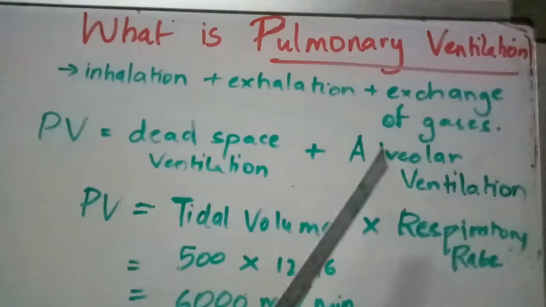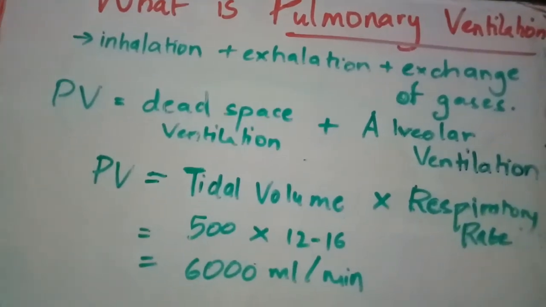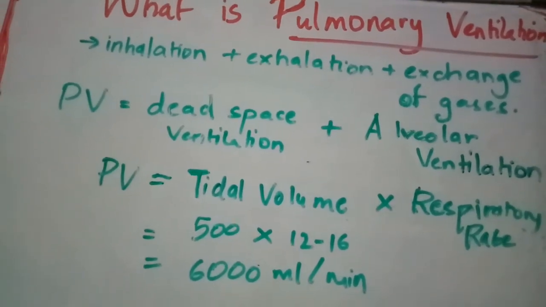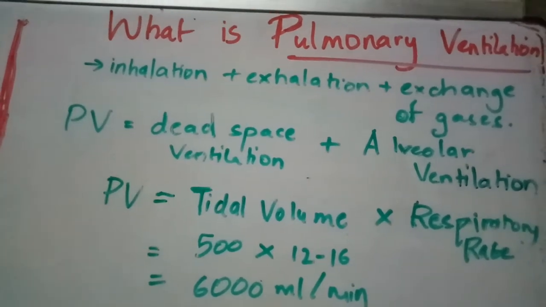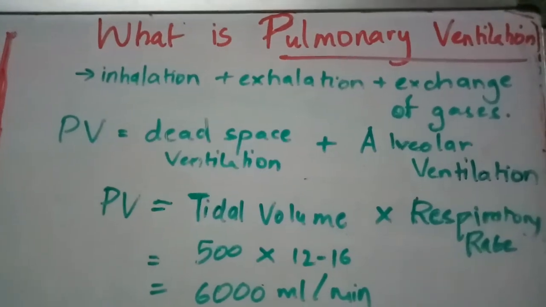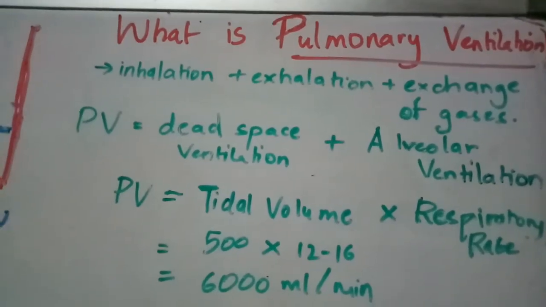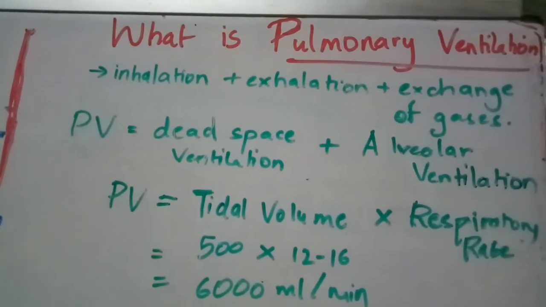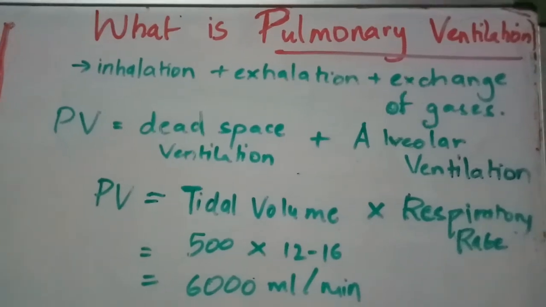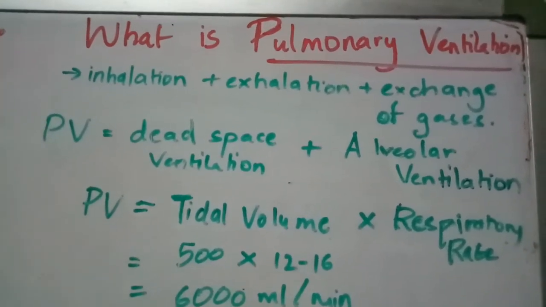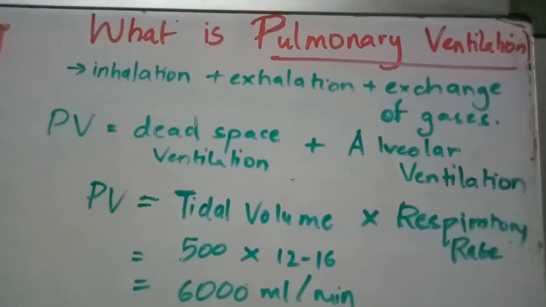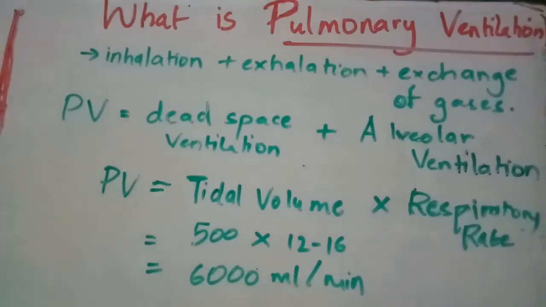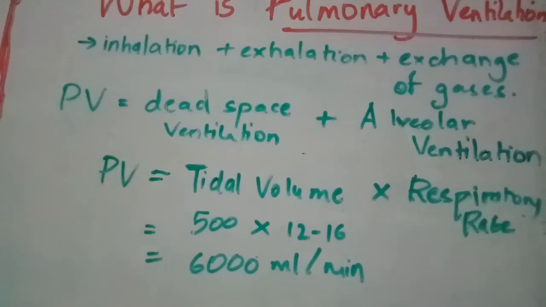Now if you need to know about alveolar ventilation, you have to remember that alveolar ventilation is not concerned about the air that is entering the respiratory tract. It is concerned about the air exchange that occurs between the blood and the air. So it is actually concerned with the exchange of gases between blood and the air. It is not concerned with the respiratory tract, but pulmonary ventilation is concerned with both. So that's the basic difference.